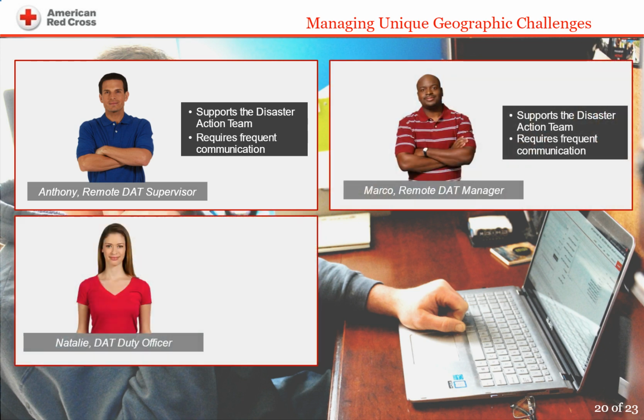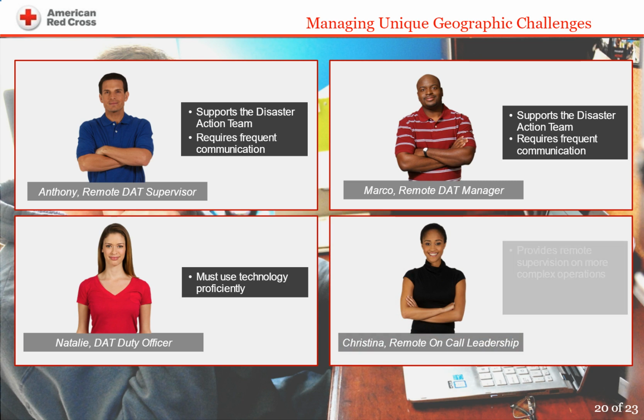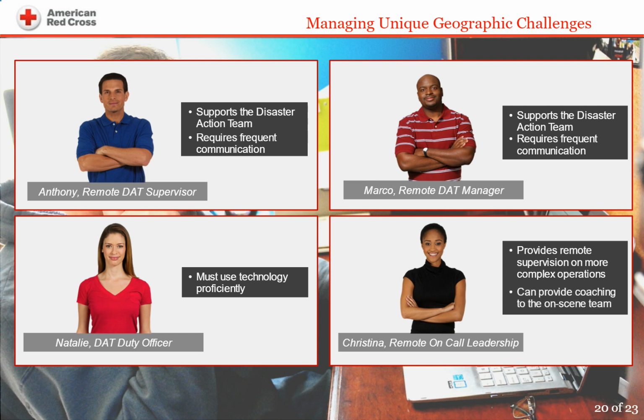Since the DAT duty officer role is always remote, this volunteer needs to be able to use technology proficiently so they can communicate easily with volunteers. The Regional Leadership On-Call role provides remote supervision on a more complex operation. For example, when a response escalates to opening a shelter, remote leadership is often the more efficient way to handle it. This role has a level of knowledge and experience that can provide valuable coaching to the on-scene team as they perform tasks they may not be familiar with.